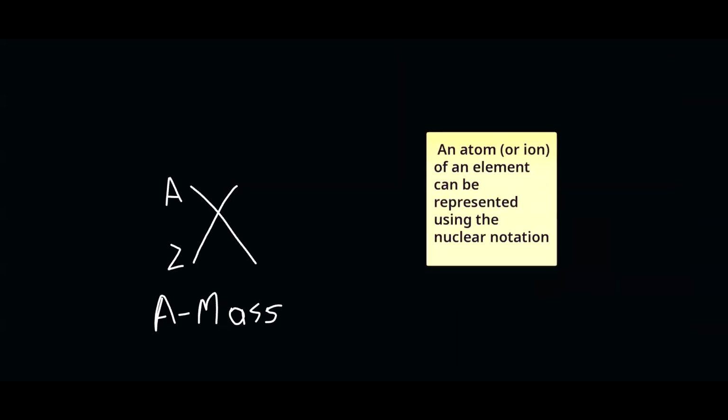One important point to take note of when we want to know the difference between the atomic number, the mass number, and the neutron number is that an atom or ion of an element can be represented using the nuclear notation. This is a simple way to write the chemical symbol of elements, showing the atomic number as well as the mass number. Looking on the screen, we have X, and on the left side at the top we have A and Z at the bottom. The A at the top represents the mass number, and Z represents the atomic number.